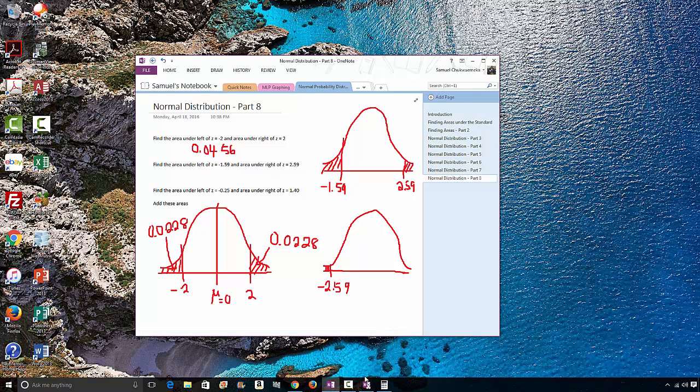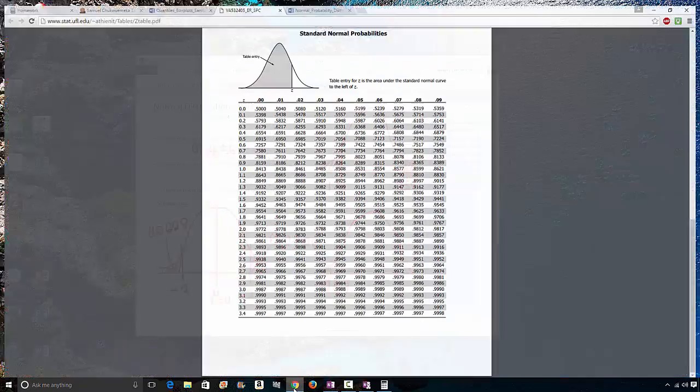I can explain the other way if you want me to. Just put in comment, Mr. C, explain the other way. But this is the easiest way. So let's find this and let's find this. It's the same area as this. Then we add it up.